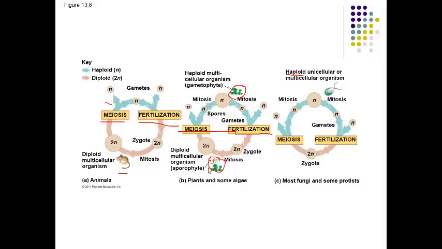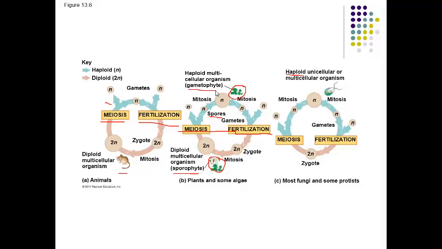The diploid organism, which is a multicellular diploid adult, is referred to as the sporophyte. The sporophyte, since it's diploid, goes through the process of meiosis and creates haploid cells. These haploid cells are called spores. That's why we call it the sporophyte. Spores don't fertilize each other, which is why they're not gametes. Instead, the haploid spores grow, through mitosis, into a multicellular haploid organism. We call this organism the gametophyte.